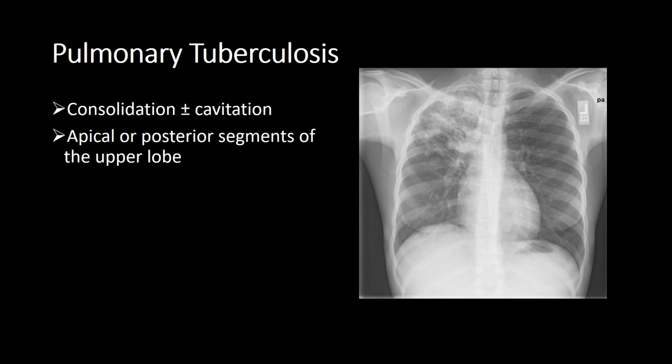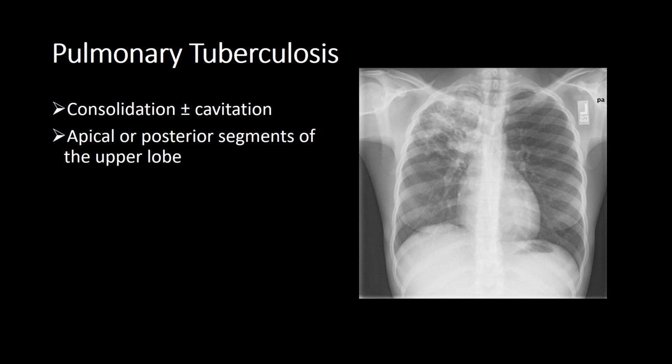So pulmonary tuberculosis has different chest appearances for primary tuberculosis and post-primary tuberculosis. Now post-primary tuberculosis is categorised as reactivation of tuberculosis, usually within 2 years from the initial infection. I'm going to focus on the appearance of post-primary tuberculosis because I want you to get used to the classic appearance. So what you get is consolidation with or without cavitation, and it's usually within the apical or posterior segments of an upper lobe.